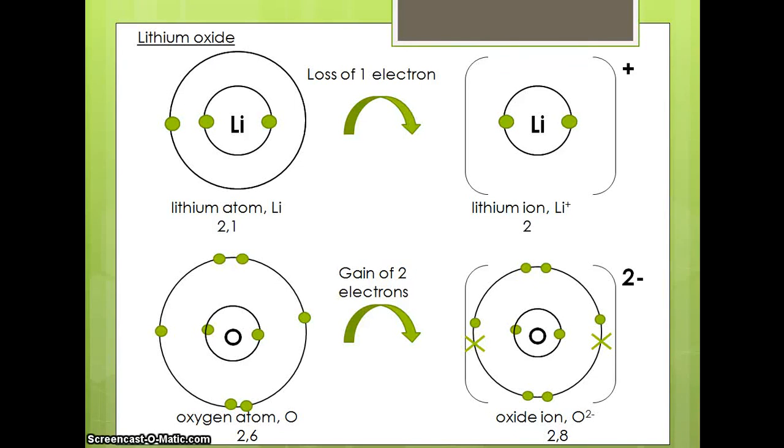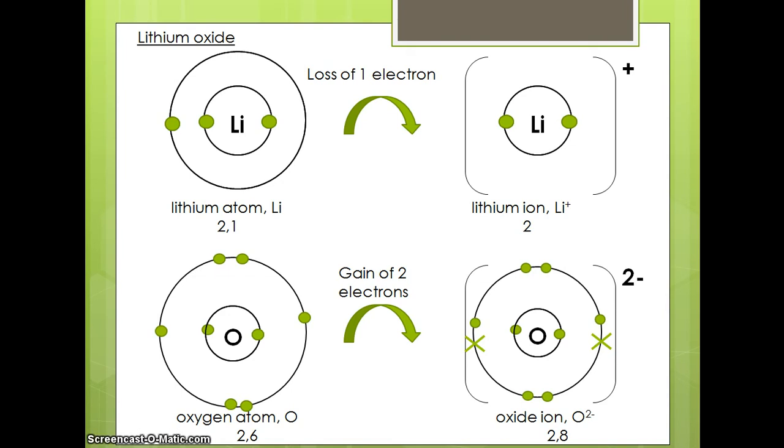Now let us look at the first example on worksheet 1. We want to write the chemical formula of the ionic compound lithium oxide. First, we look at the elements that are present in the compound. In this case, it is lithium and oxygen. We know that lithium is a metal and oxygen is a non-metal. Hence, they make up the ionic compound lithium oxide.